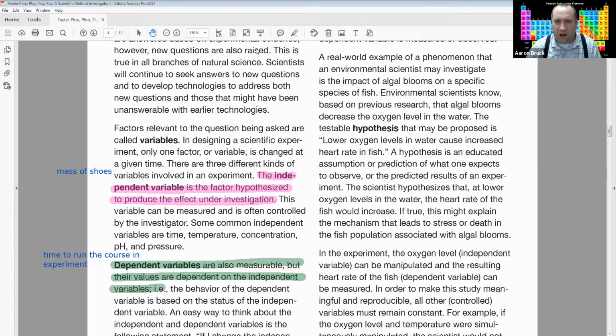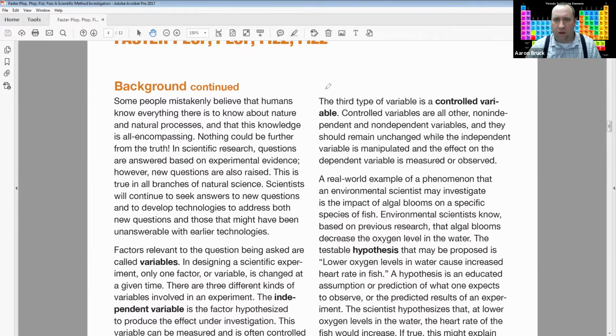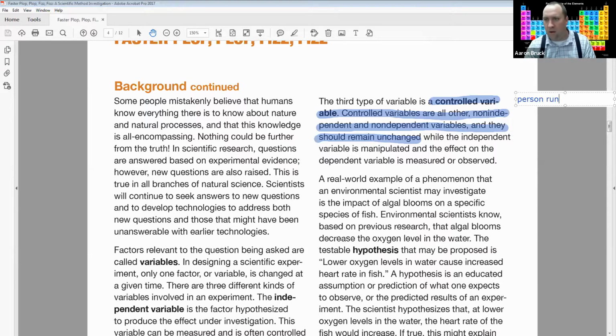The other kind of variable that we would want to look at here is something called a control variable. The controlled variables would be all of the other kinds of variables that we would encounter in the course of the experiment. And these would be ones that would be unchanged for the experiment itself. So what would be some examples of controlled variables? Person running.